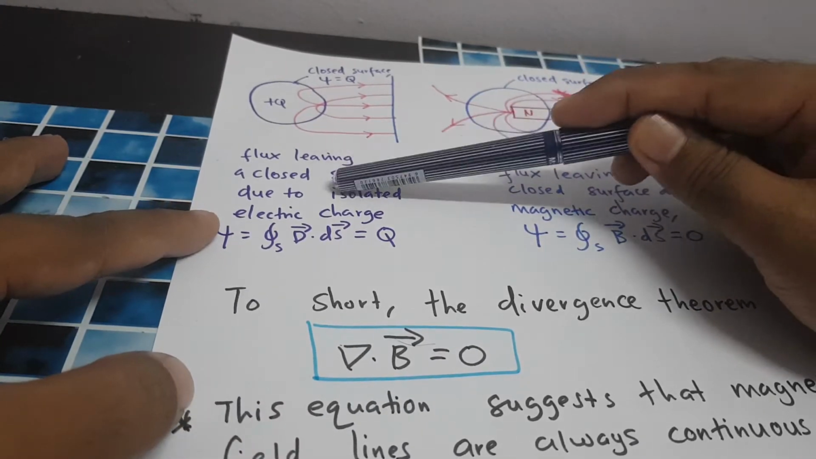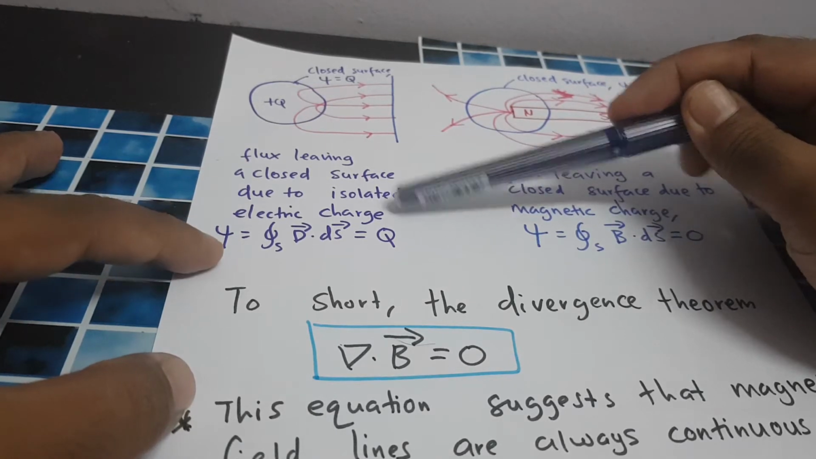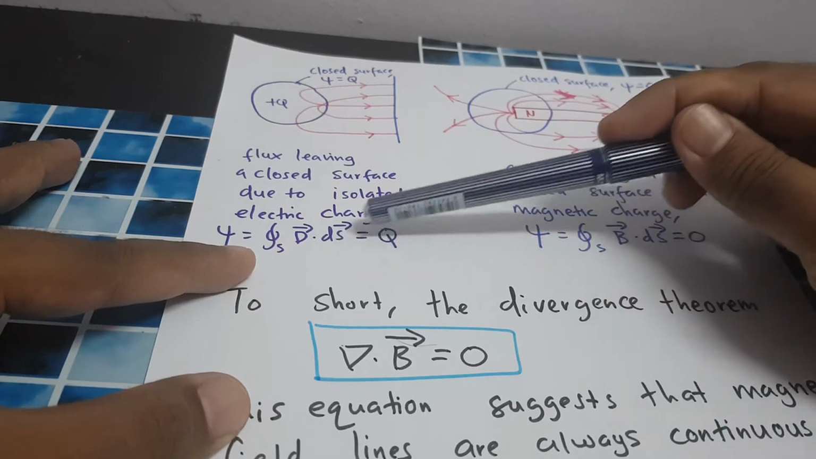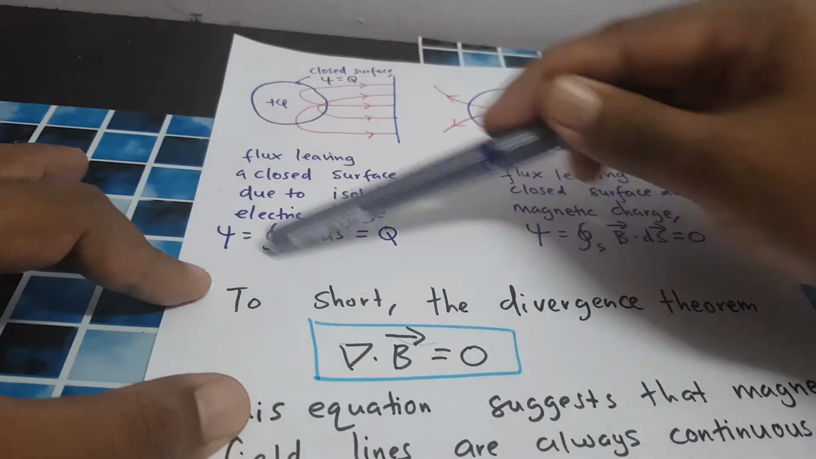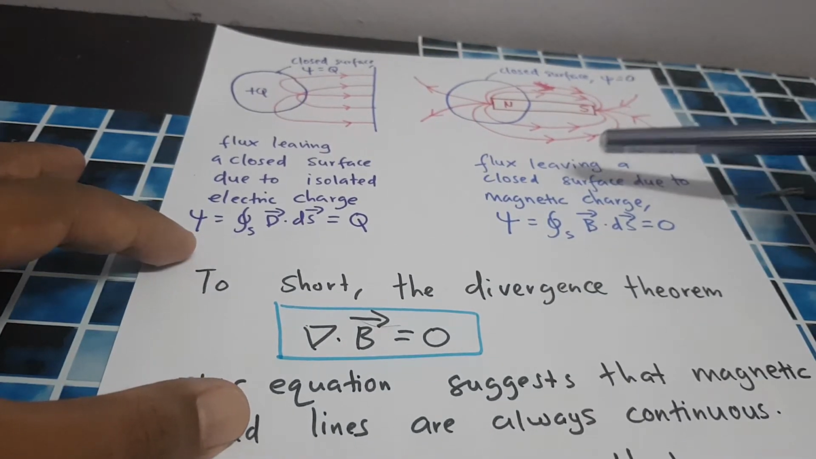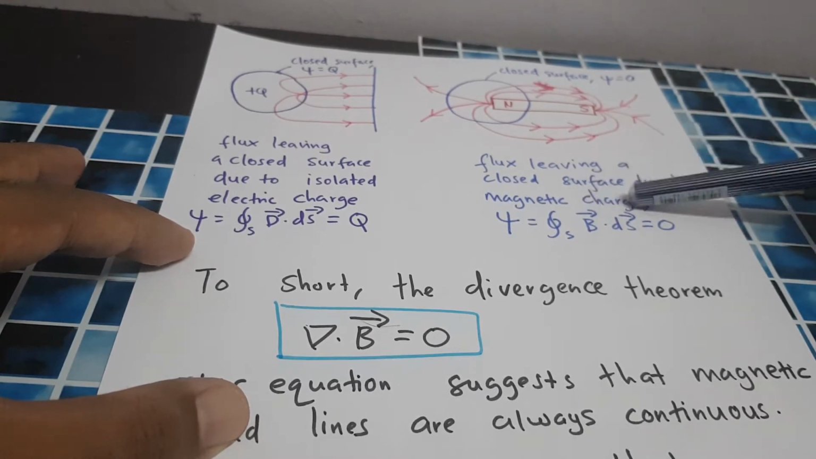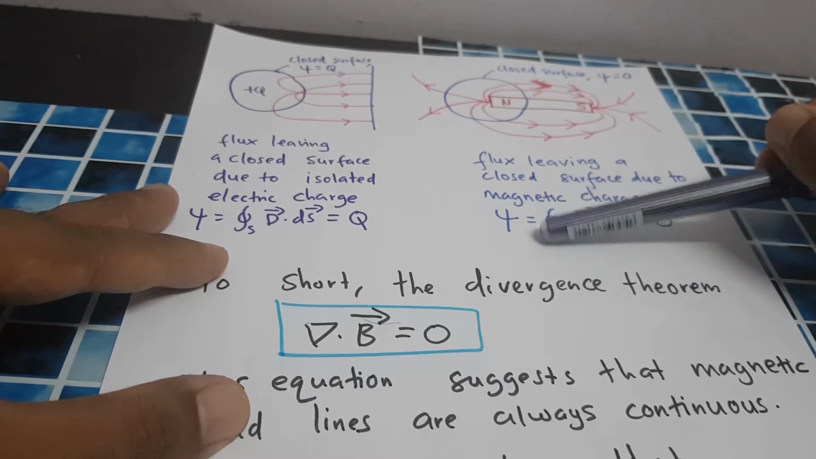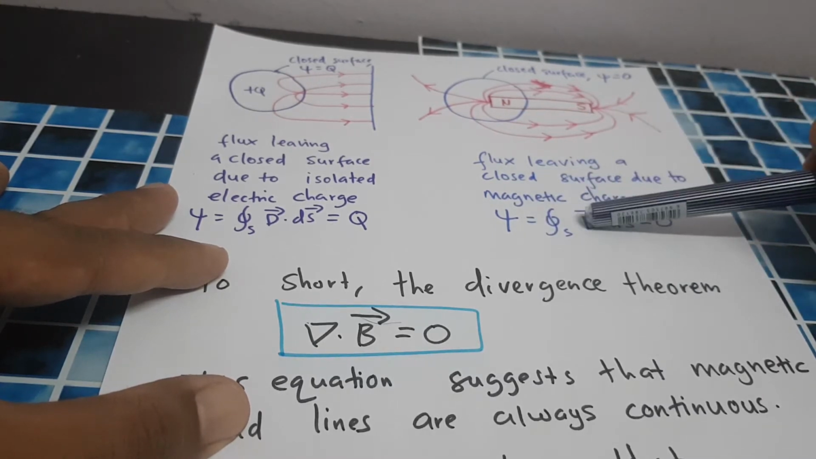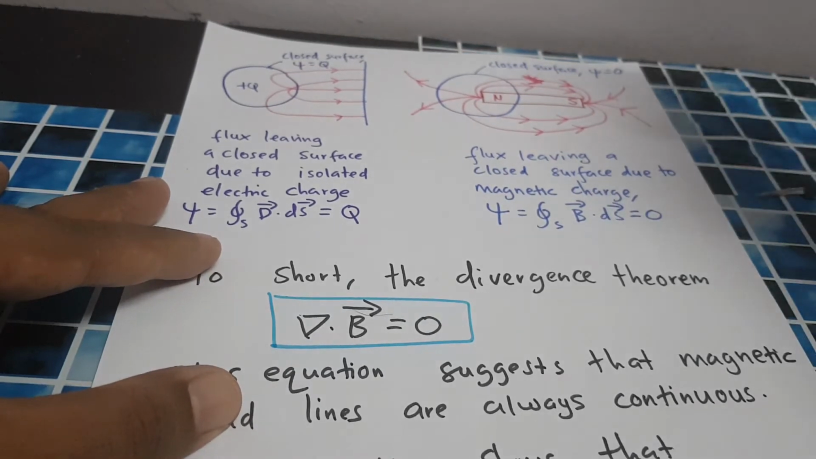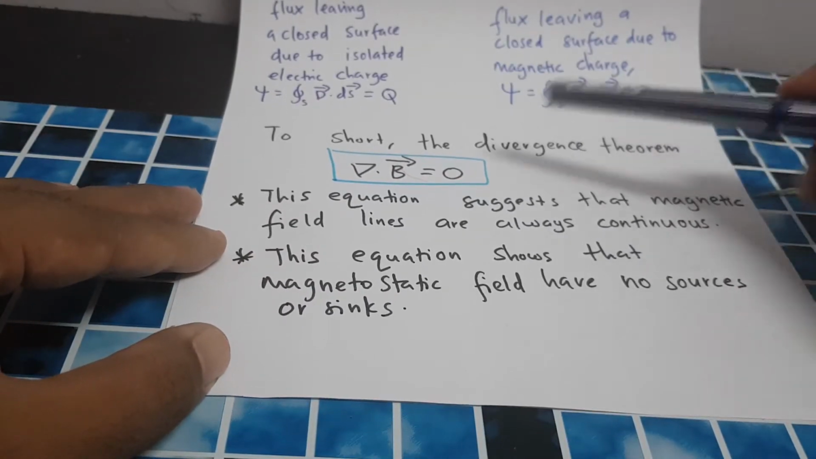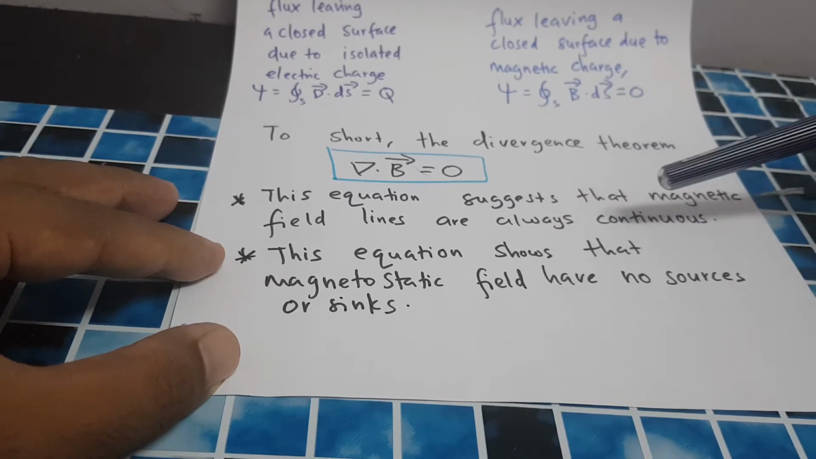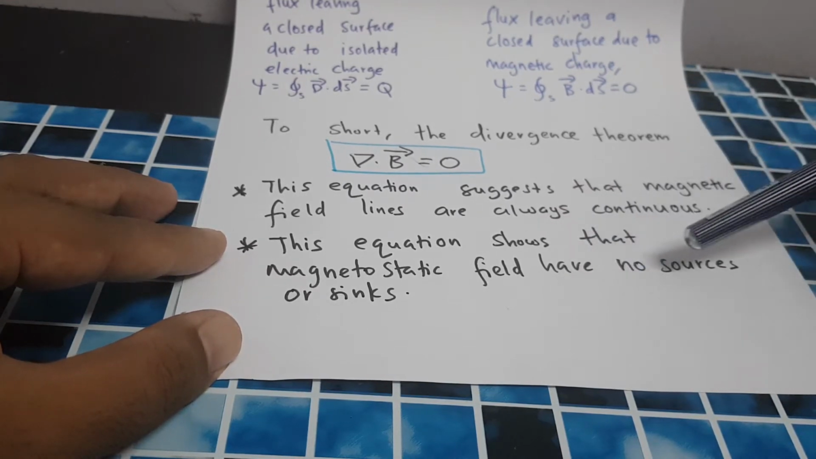Flux leaving a closed surface is due to an isolated electric charge. So the flux, the integral over the closed surface S of D dot dS, equals Q. This is for electrostatics. However, for magnetostatics, the flux leaving a closed surface goes from the south pole toward the north pole, and the integral over the closed surface of B, the magnetic flux, dot dS equals 0. In short, by the divergence theorem, divergence of B equals 0. This equation suggests that magnetic field lines are always continuous. It shows that the magnetic field has no sources or sinks.